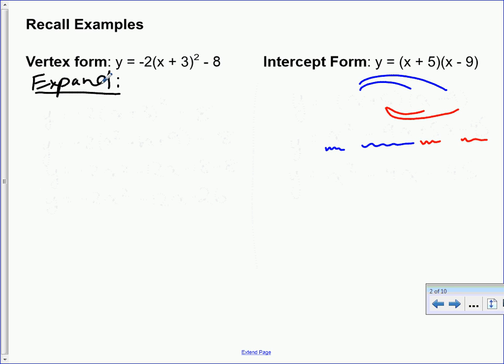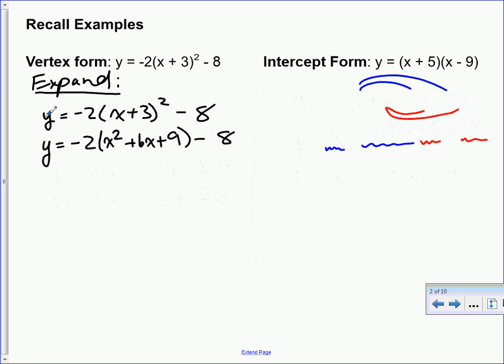Now, when we talk about our vertex form of a parabola, right, I want you to expand these things. So when we expand this, you're literally going to get something like this. We start with our equation, and then we end up with something like this.